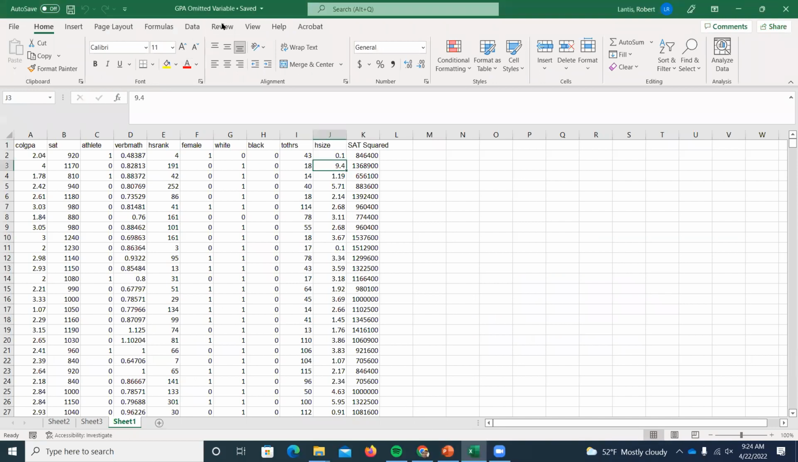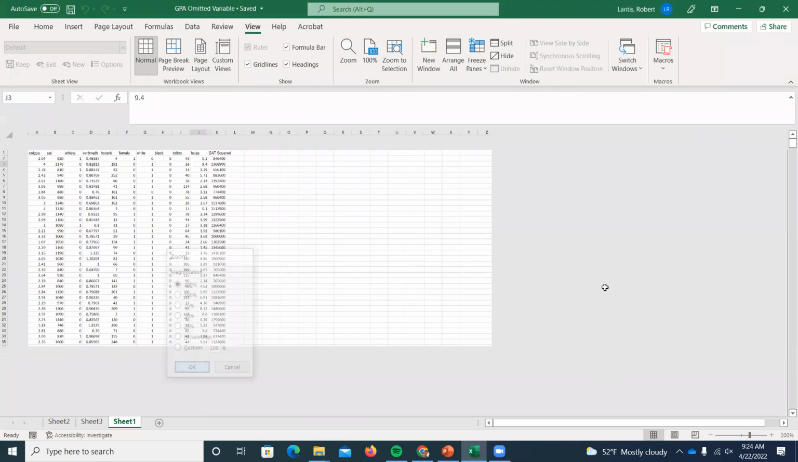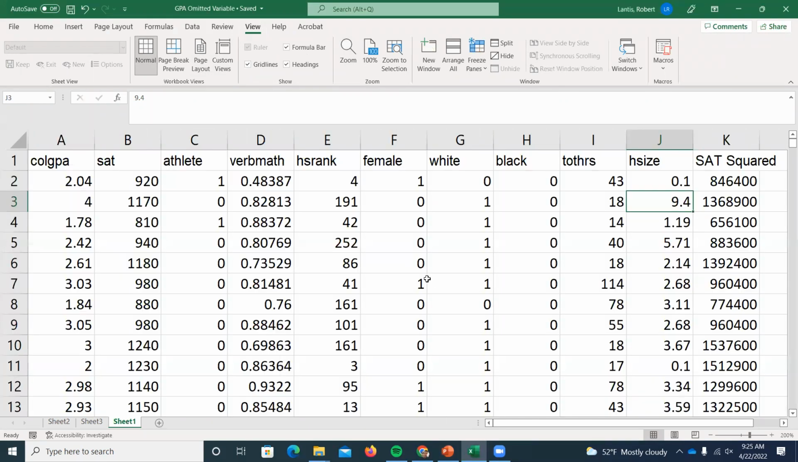This should be under the in-class data folder on Canvas, and it's called GPA omitted variable. I've got this data set of college students, and I have their college GPA, their SAT score, a 1-0 for whether or not they were a student athlete in college, some verbal math test they had to take, their high school rank, whether or not they were female, some race identifiers, and the total credit hours they took over the course of their college career.